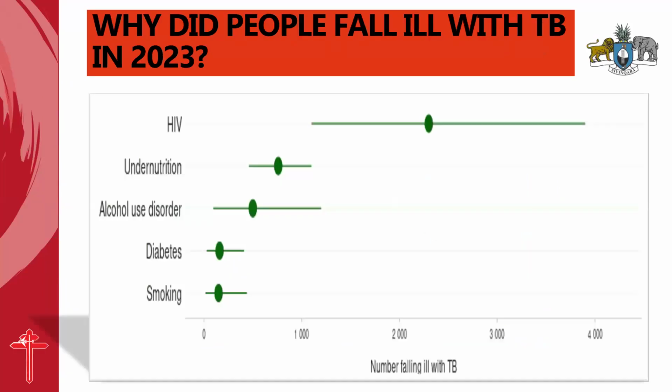So why did people fall ill with TB in 2023? We have other factors which contribute to TB, but mainly if you look at the numbers there, the numbers for falling ill with TB, you can see that we have high numbers for those who are HIV positive. So the co-infection of TB and HIV is still a problem in Eswatini. You can see it's over 2,000 of those people, and then, less so, smoking and diabetes. So you can see the high relationship between HIV and TB from the graph.